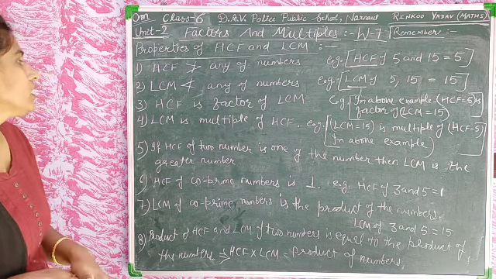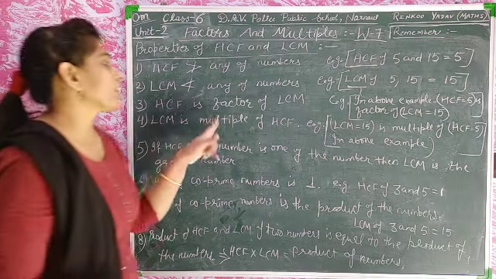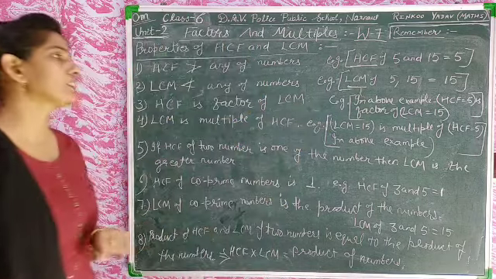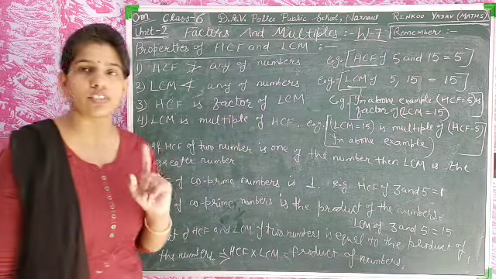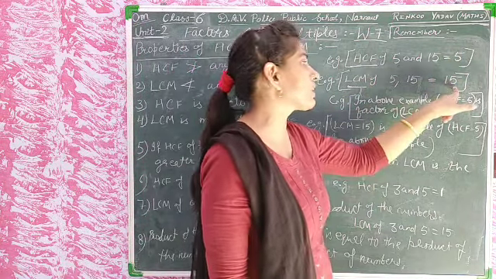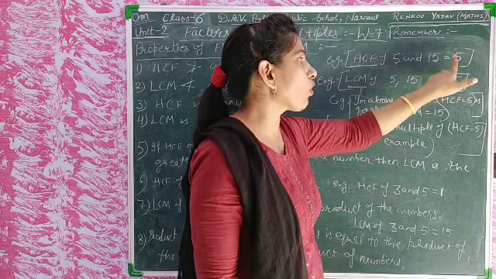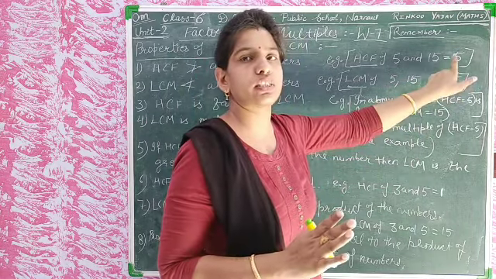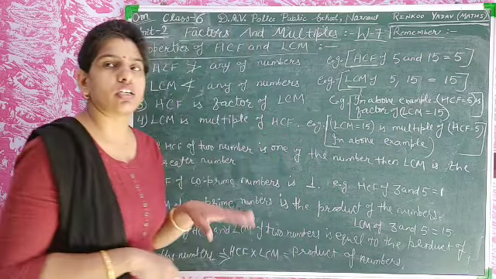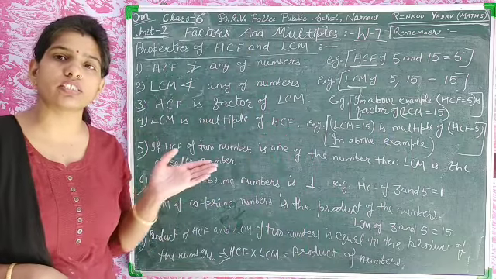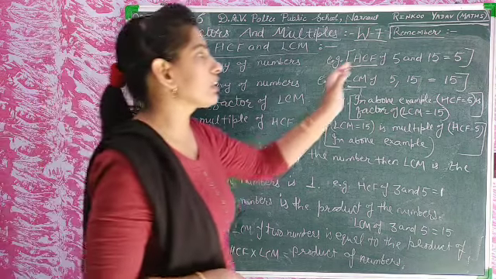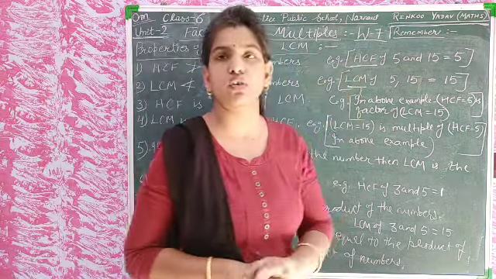Now, HCF is a factor of LCM. HCF is always a factor of LCM. Here the HCF is 5 and the LCM of these numbers is 15. In any question, the HCF is always a factor of the LCM. When you revise the questions of LCM and HCF, you will see that the HCF is always the factor of LCM.